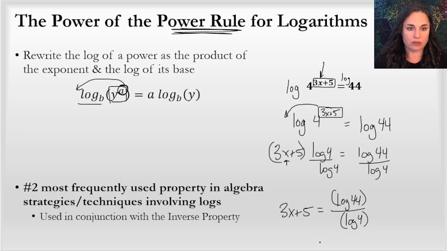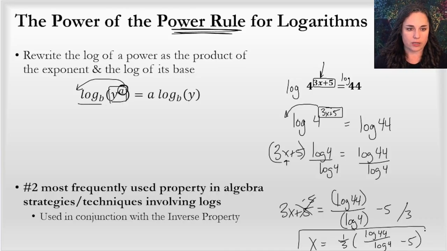I'm still isolating for x. I'm going to do a couple of steps here. I'm going to subtract 5 on both sides. That's going to get rid of this 5 on this side, and then I'm going to divide everything by 3. So this simplified, I mean, it's not simple, but the simplest form of this, I'm going to say, is, maybe I'll just bring that 1/3 out front, 1/3 times log 44 over log 4 minus 5. And then that is what x equals.